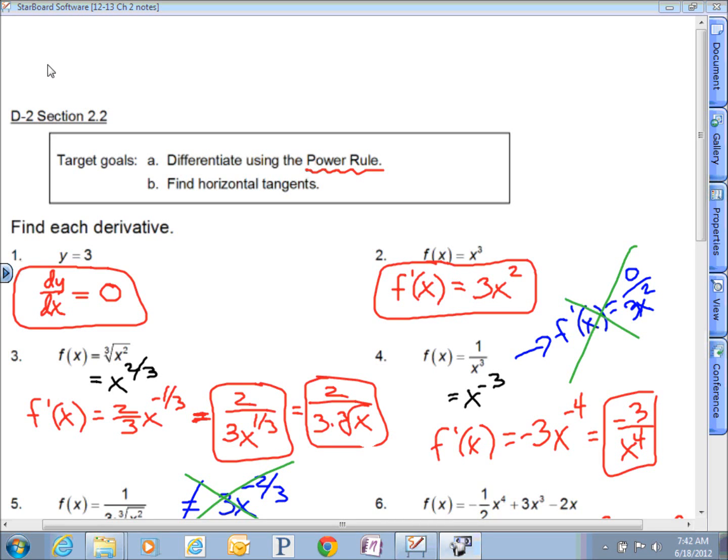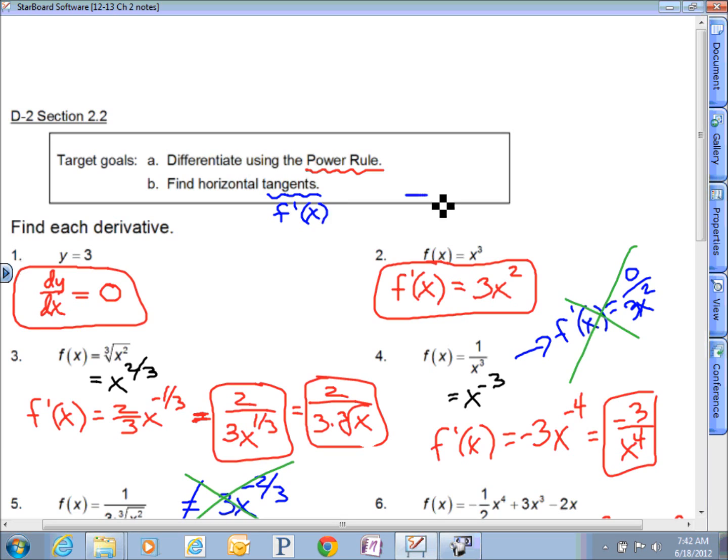Second goal in section 2.2: we're going to be able to figure out what horizontal tangents are. So, horizontal tangent. Tangent is always going to have something to do with f prime, or f prime of x, or whatever we want to call it. It's always going to have something to do with your derivative.